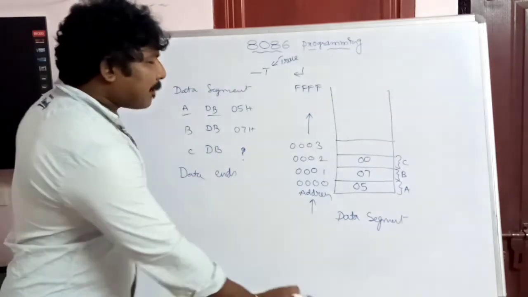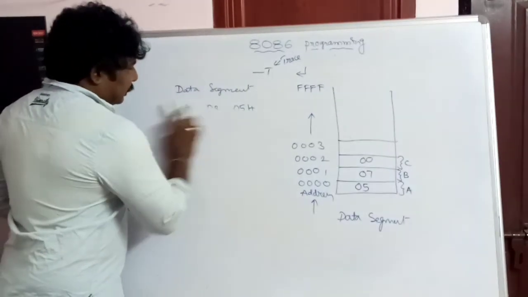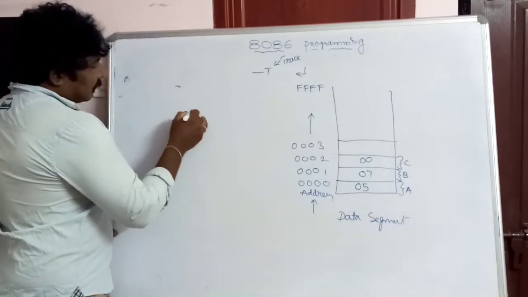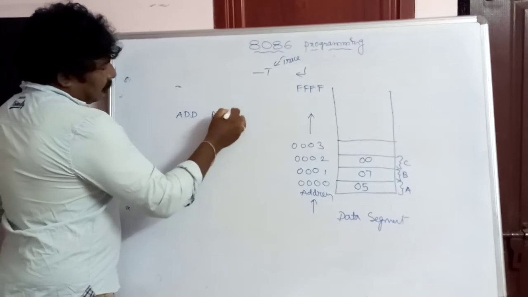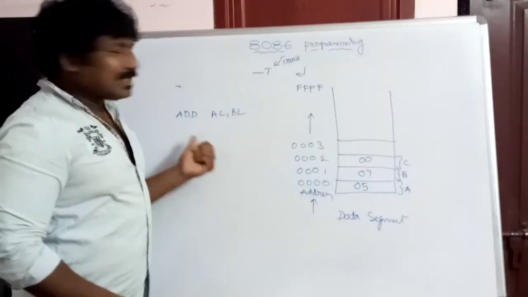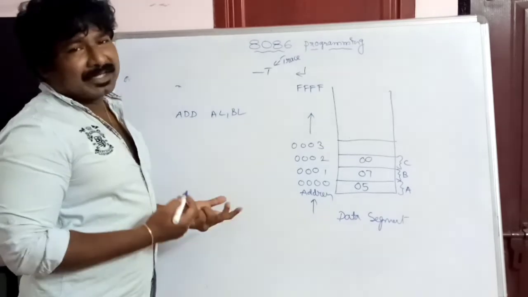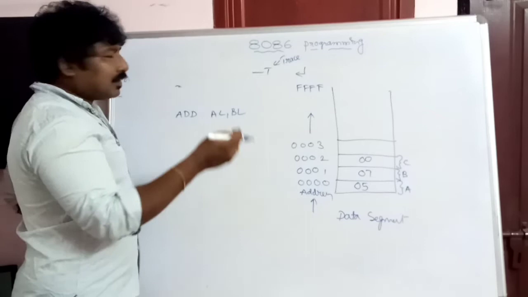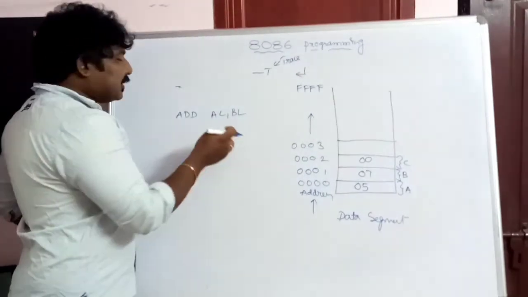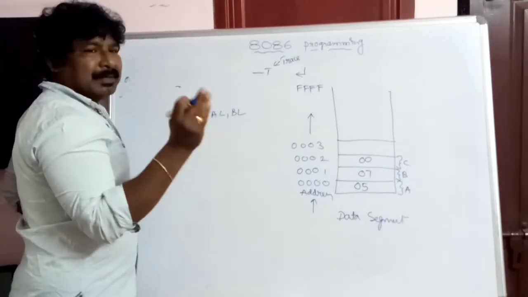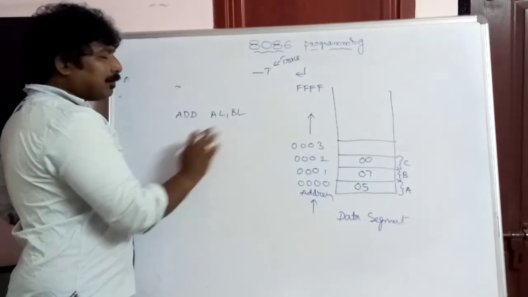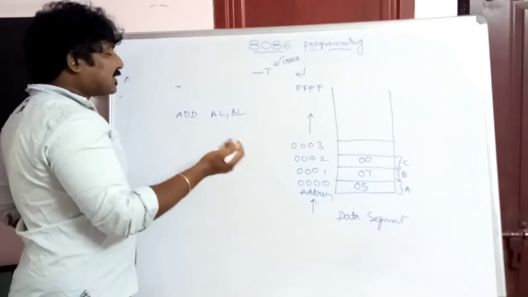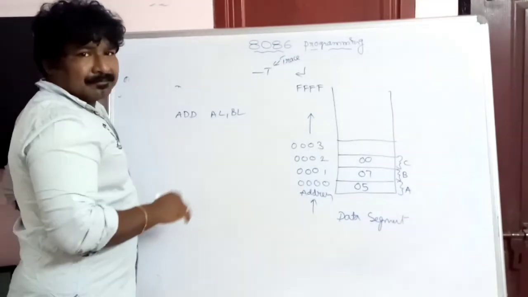So what happens when this occurs? This particular instruction will add both the registers, that is AL and BL. In the program, you have transferred the value A into AL and the value B into BL. Then you perform addition of AL and BL, so that will add 5 plus 7 and put the result 12 in AL.